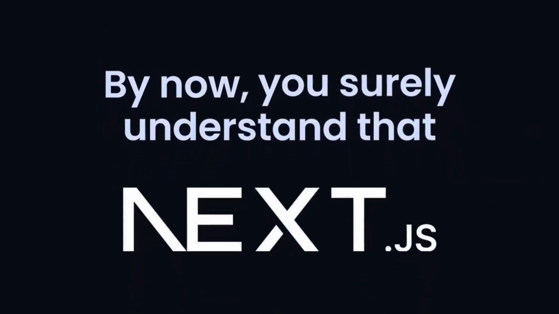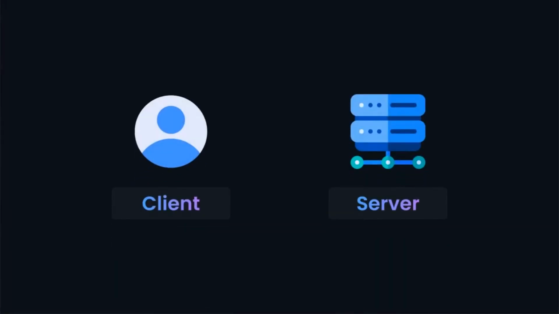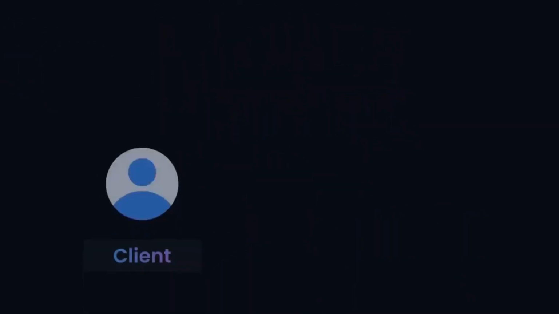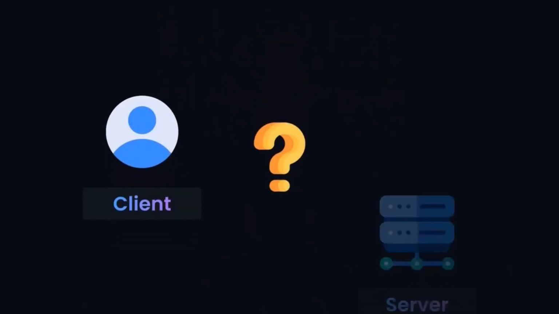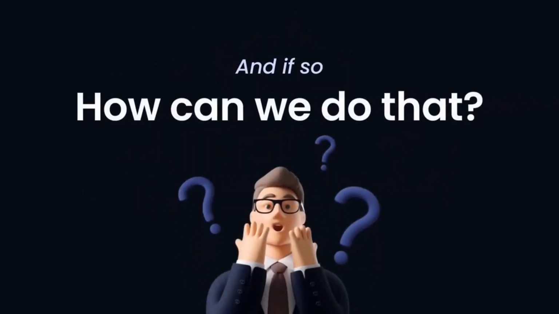By now, you surely understand that Next.js is a mix of a bit of server-side and a bit of client-side rendering to get the best out of both worlds. But we have to figure out when to use which of these two provided options. Can we choose what to render in each environment? And if so, how can we do that?